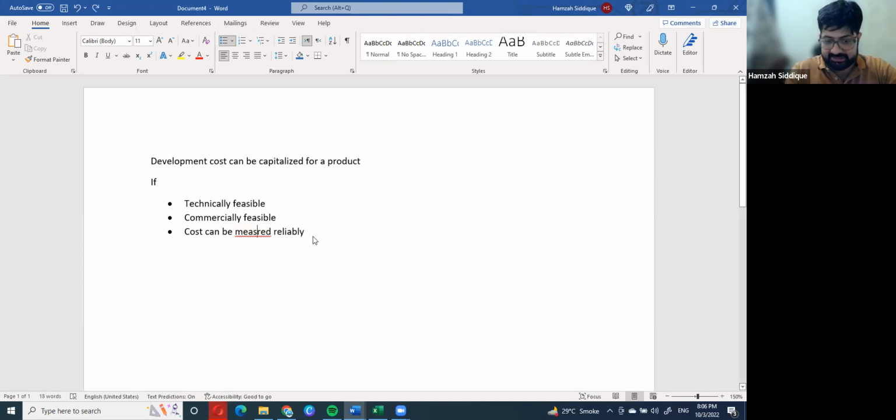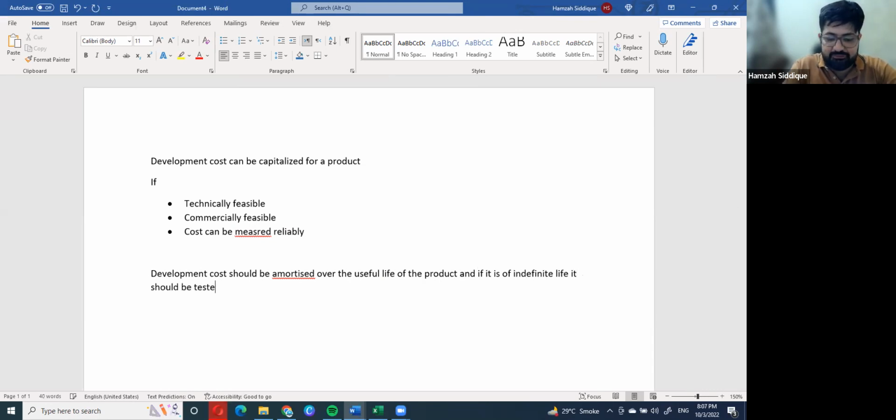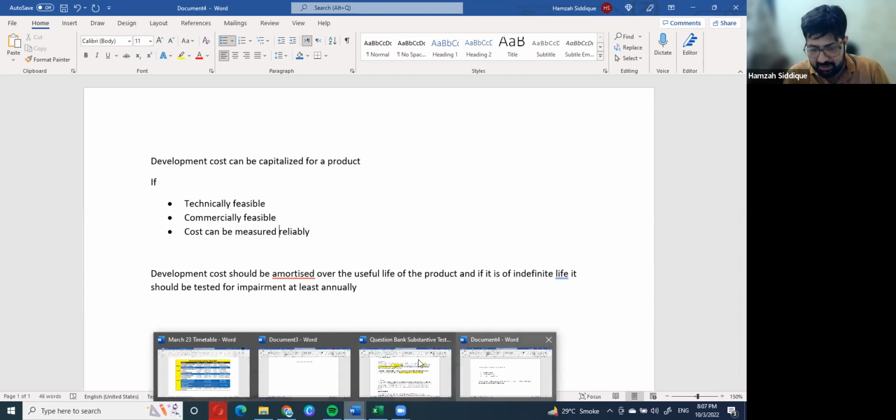Now, next. Moreover, development cost should be amortized over the useful life of the product. And if it is of indefinite life, it should be tested for impairment at least annually. This is the treatment as per IFRSs. And you people should know this treatment. Then we can solve the question on it, the remaining part. Okay, I'll come back to it. First of all, come to the scenario.